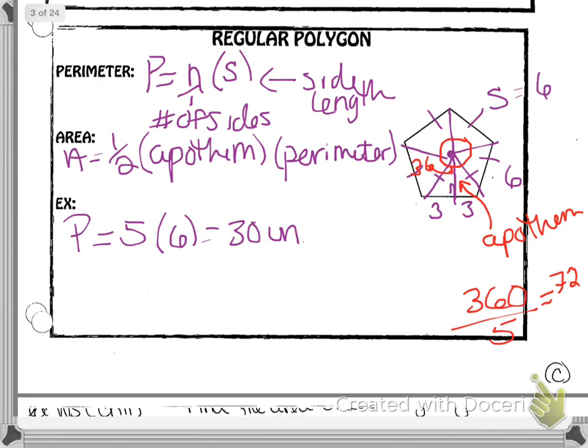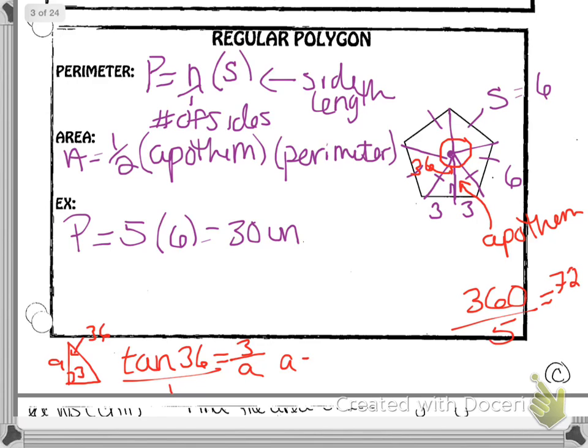Okay. So to find your apothem, we need to go back to when we talked about right triangle trigonometry. And I'm going to redraw this triangle out here. So I have 36, I have 3, and I need to find my A, or my apothem. Well, from this angle up top, I have an opposite side and an adjacent side. And so I want to use TOA. So I'm going to say tangent of 36 is equal to my opposite, 3, divided by my adjacent, which is A.